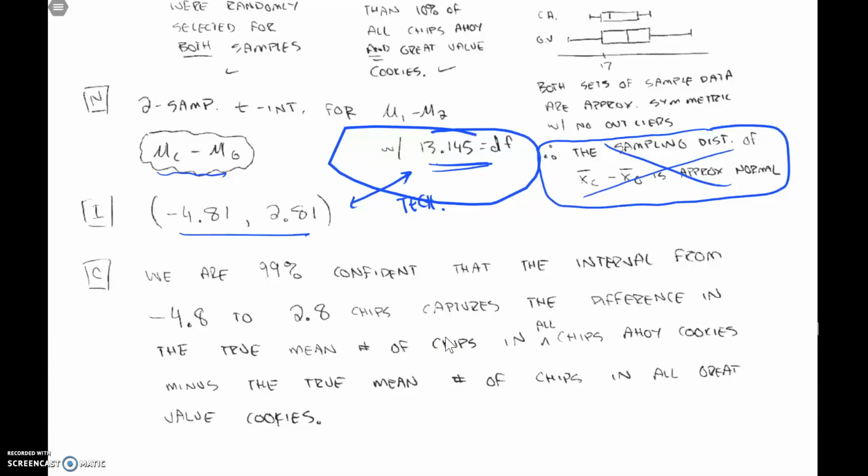Conclusion. We are 99% confident that the interval from negative 4.8 to 2.8 chips captures the difference in the true mean number of chocolate chips in all Chips Ahoy cookies minus the true mean number of chips in all Great Value cookies. So I put my difference, Chips Ahoy minus Great Value. This doesn't sound right. I should be saying the mean number of chips per cookie in all Chips Ahoy cookies, and the true mean number of chips per cookie in all Great Value cookies.